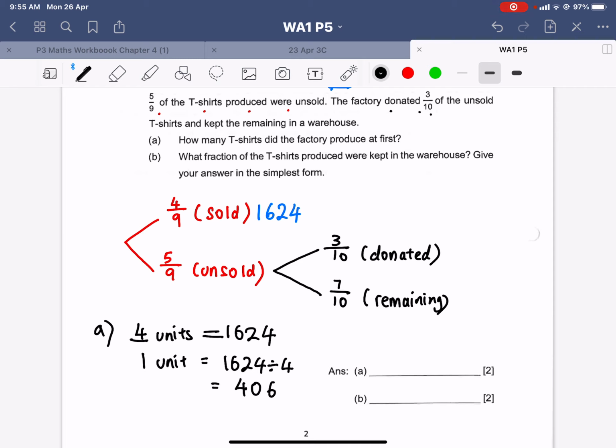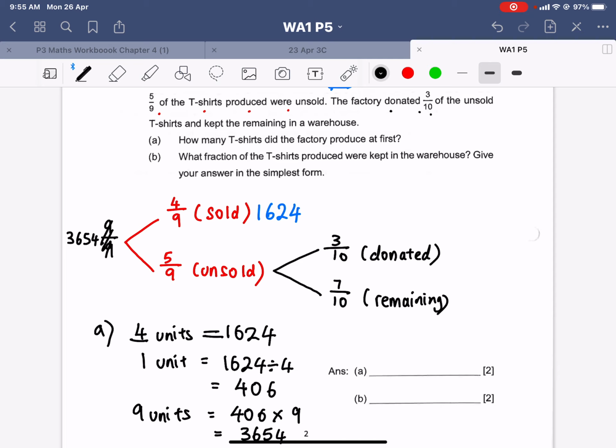But that's not what they want, right? They want to know how many shirts there were at first. Now, how many shirts were there at first? Must be one whole, 9/9. 9 parts is the total units. So if we can find what is 9 units, we will be able to know how many shirts there are, which is 3,654. So there we have it, we came out with the seed. The seed is 3,654.